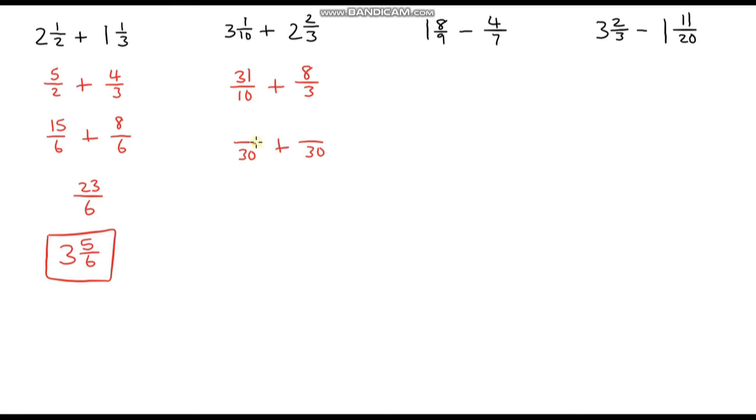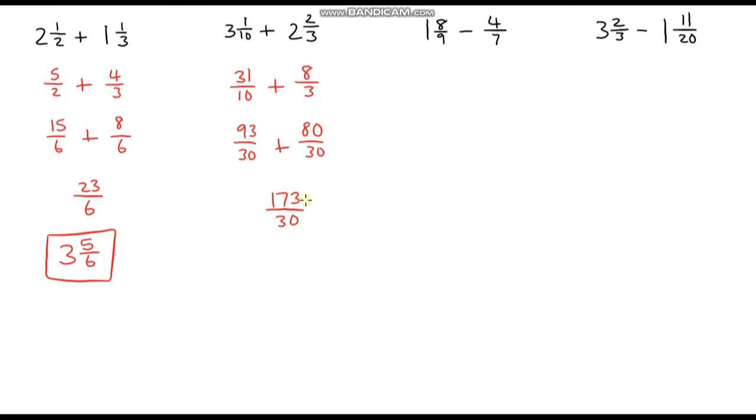So it looks like we're multiplying by 3. So 31 times 3 is 93. And then here we're times it by 10. 8 times 10 is 80. And now we can just add these numerators together. 93 plus 80 is 173. So it's 173 over 30.